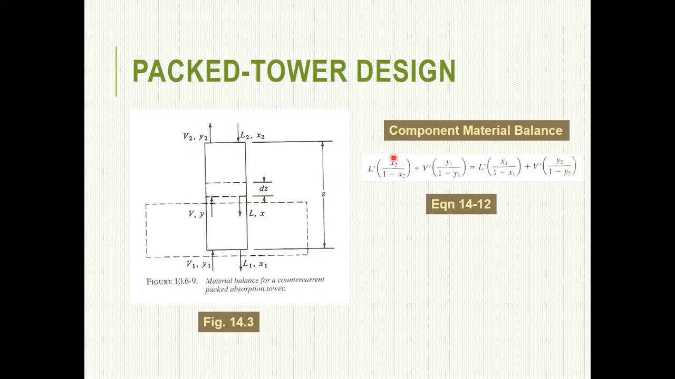Why? Because you only need to look at 1 and 2 as subscripts here, and then you have L primes and V primes here. As you can see here, this is V2, this is X2 for this one, so its pair is this one, the Y1. So these are for the entering streams. Okay, X2, Y1, and in here you have X1, Y2.